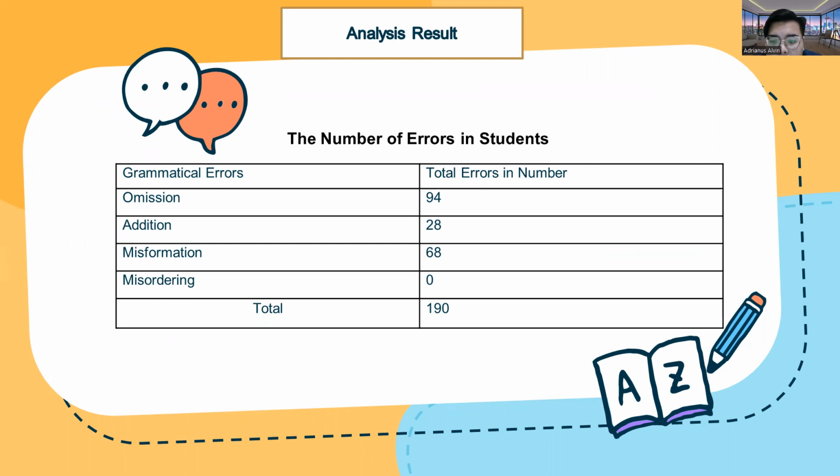From the table above, it was found that out of the 25 students, a total of 190 errors were made in writing descriptive text. The highest number of errors was in omission, followed by misformation with a total of 68 errors, and additions with a total of 28 errors. There were no errors for misordering, and this table provides a clear visualization of the distribution of errors in this data.